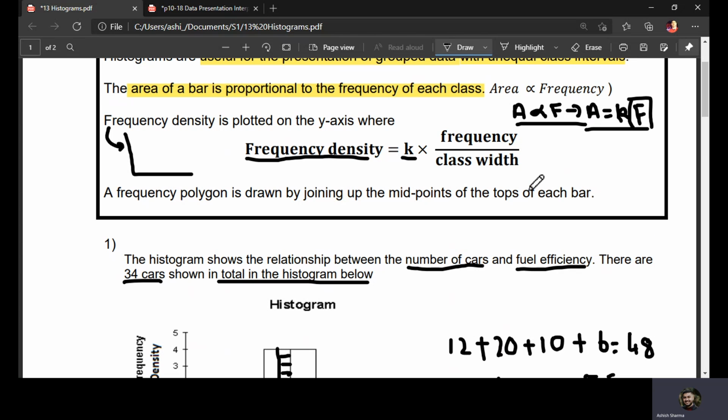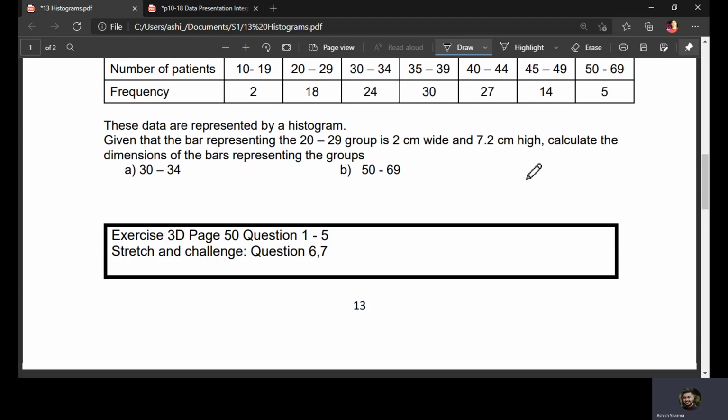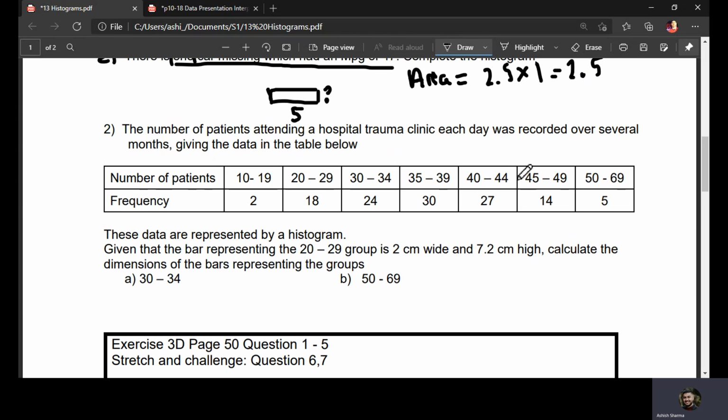Okay, right, question 2 is actually a bit more work associated with this. So in question 2, the number of patients attending a hospital trauma clinic each day was recorded over several months, given the data below. Now, we've got 10 to 19, 20 to 29, 30 to 34. So these are the number of patients, these are the classes, and these are the frequency in those class widths. So there were two instances of between 10 and 19 patients, 18 instances of 20 to 29 patients, 24 instances, etc., etc.